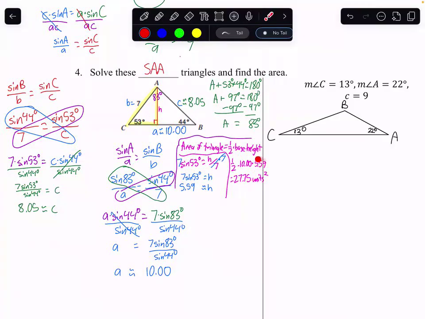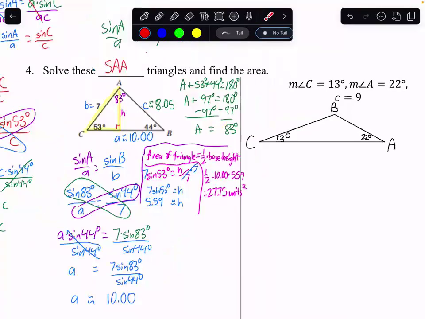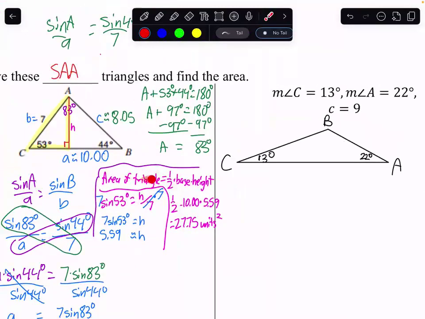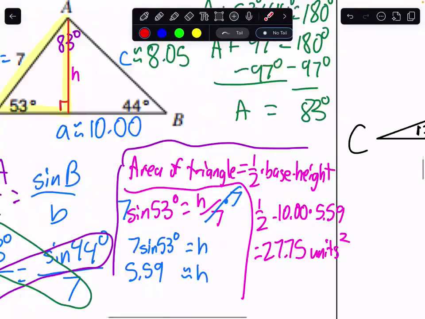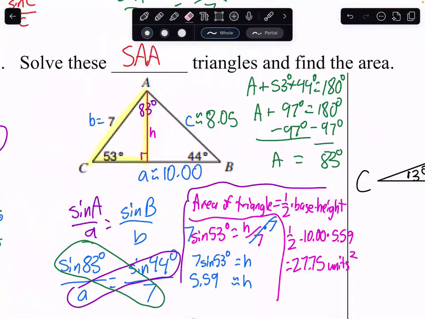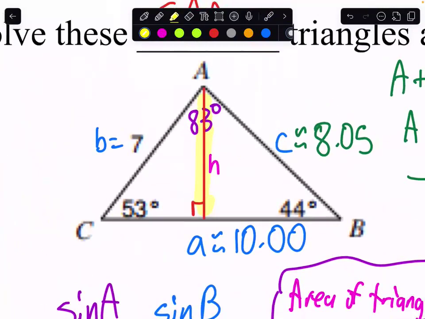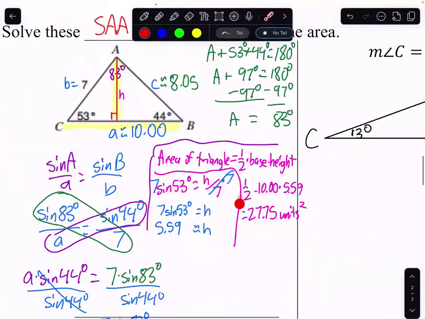Did you get the same height as me? Did you get the 5.59? Okay, so then the area of a triangle formula is 1/2 times base times height. So how do you know which side is the base? It's the one that forms a right angle with the height. Because this is the height, the base has to be this one. So I use 10 as the base. So 1/2 times the base of 10 times the height of 5.59. That's where I got this from.